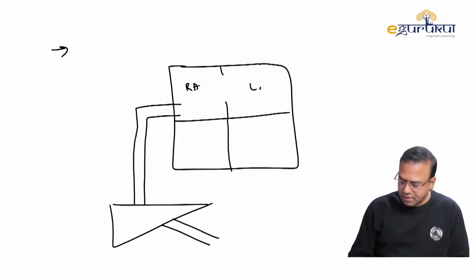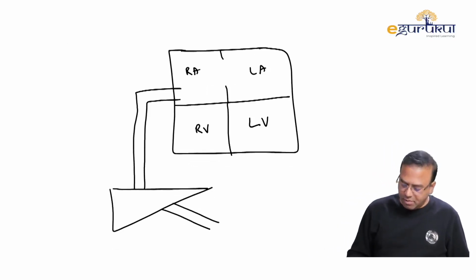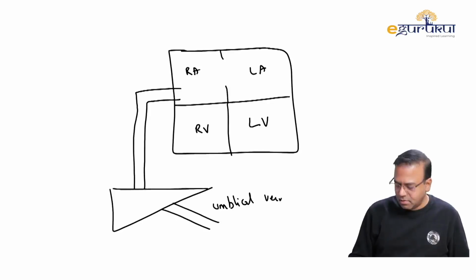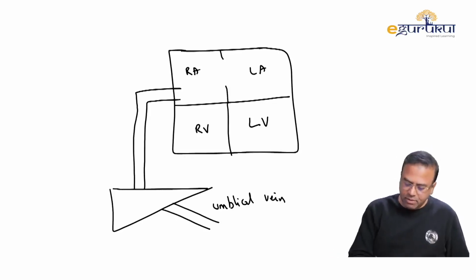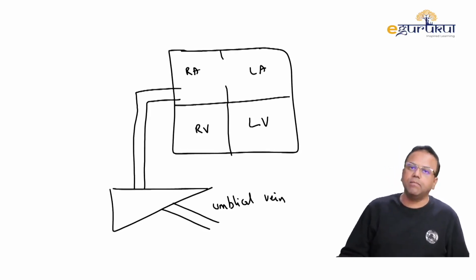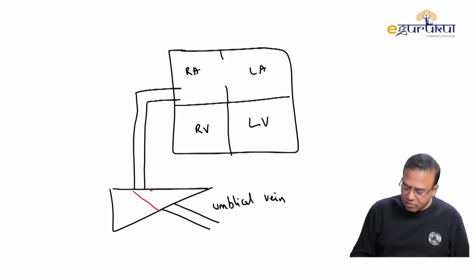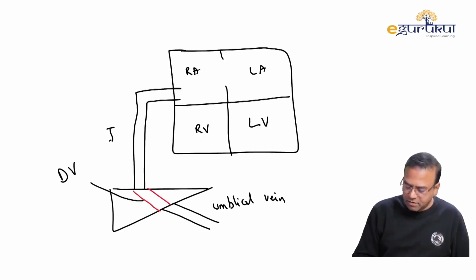So we have the right atrium, the left atrium, the right ventricle, and the left ventricle. Just to give you an idea about how the fetal circulation occurs, the oxygenated blood in the fetus comes from the umbilical vein. So oxygenated blood comes from the placenta via the umbilical vein, and this umbilical vein is connected to the inferior vena cava via the ductus venosus. So this is the ductus venosus, and this is the inferior vena cava.